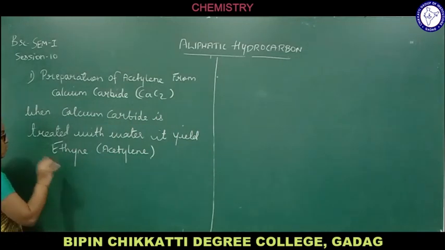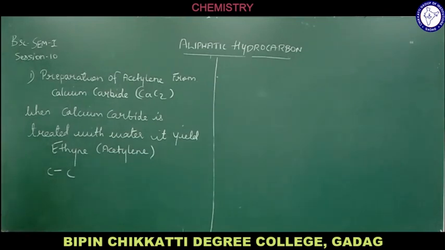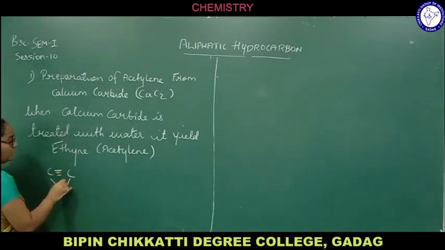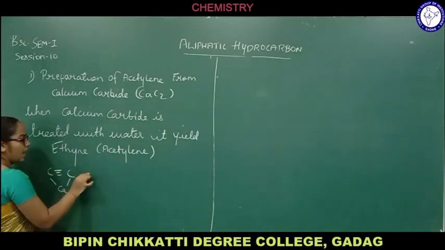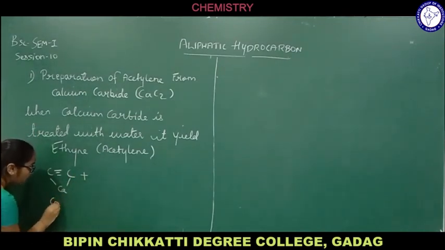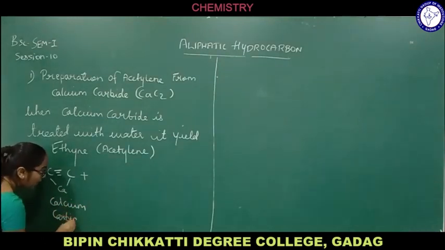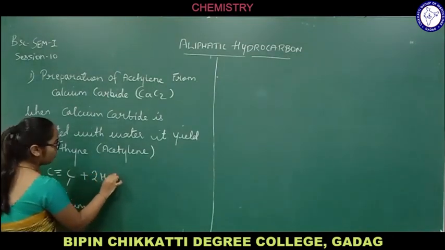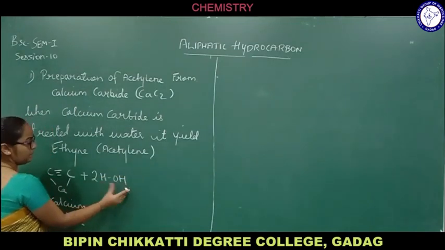It's very simple, children. The calcium carbide is treated with water. Calcium carbide has a structure with a triple bond between the two carbons, and one calcium attached in this manner. This is the structure of calcium carbide. When this calcium carbide combines with 2 water molecules, I am going to write the water molecule in this manner.